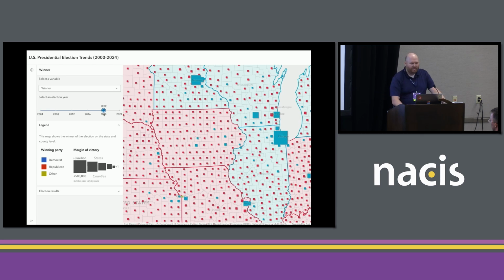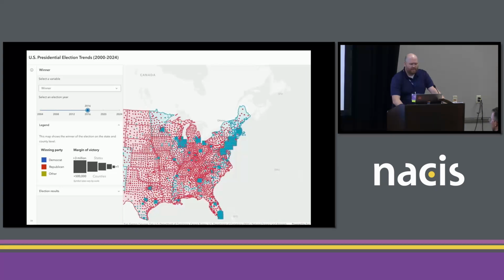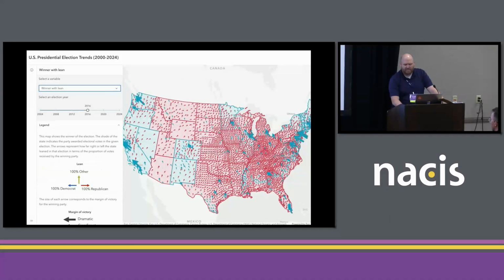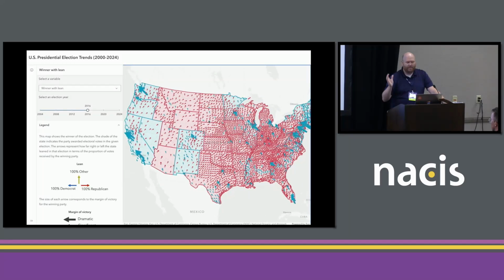You have to really move that slider around to try to see if there's a noticeable trend, and it requires a lot of cognitive work for your brain to figure that out. So let me zoom back out here. Another way of looking at basically the same map is what I call the winner with lean. So in this case, this is not the swing map. The colors of the arrows represent the winner of the election, and then the orientation is what share of the vote did they have?